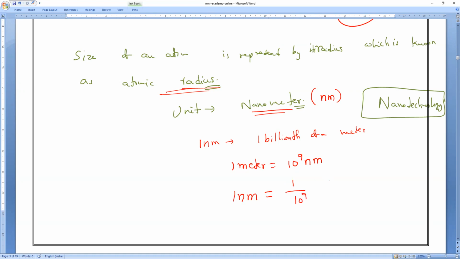1 by 10 power 9, that's what? Billionth, 1 billionth of a meter. So 1 by 10 power 9, I can write as what, everybody? 10 power minus 9 meters. That is the answer. So 1 nanometer is equal to how many meters, everybody? 10 power minus 9 meters.